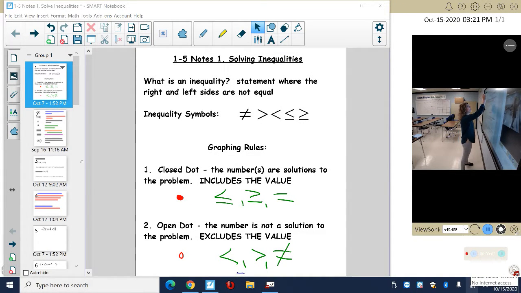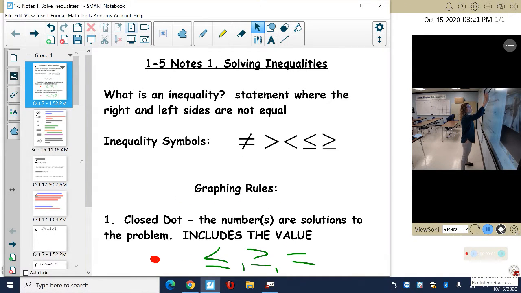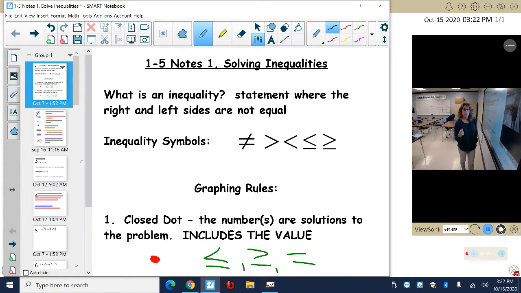Okay guys, what we're going to do today is go ahead and do 1-5 notes over solving inequalities. And I'm trying something new today, as you can tell. We're going to try to see if helping you see me is going to help you learn the notes a little bit better. So who knows?